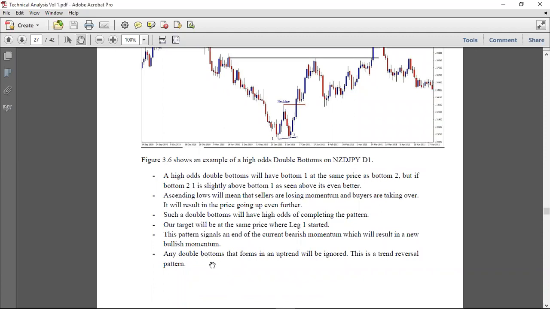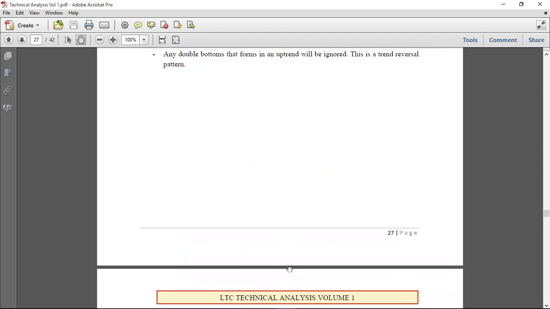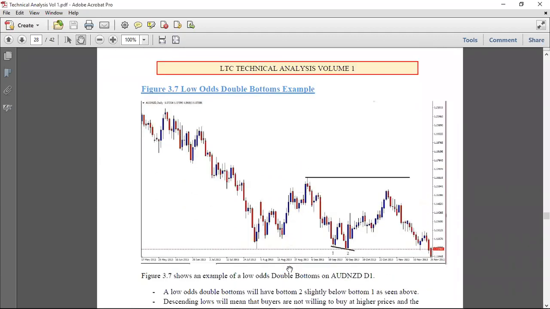Any double bottom that forms in an uptrend will be ignored. This is a trend reversal pattern. Now, this is an example of a low odds double top. It's reacting to a previous support here. Created that. It is in a downtrend.